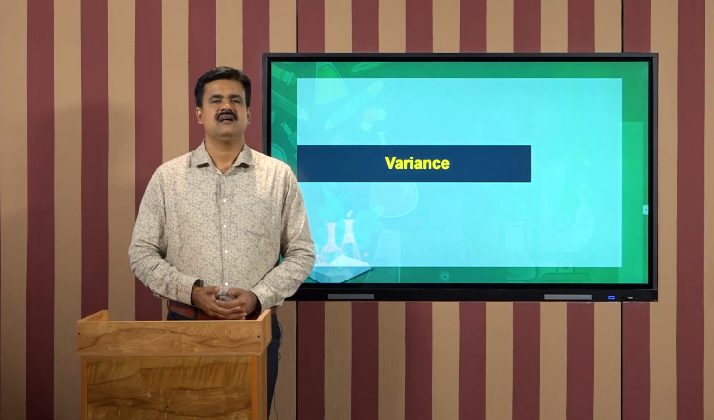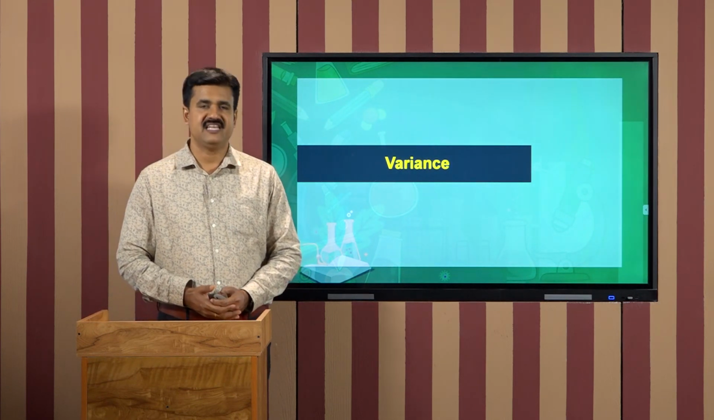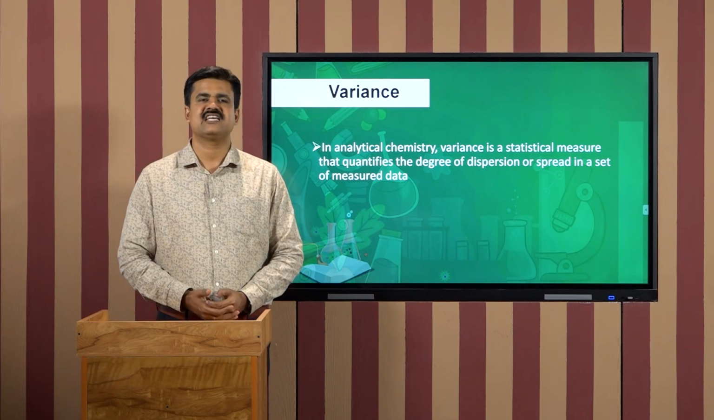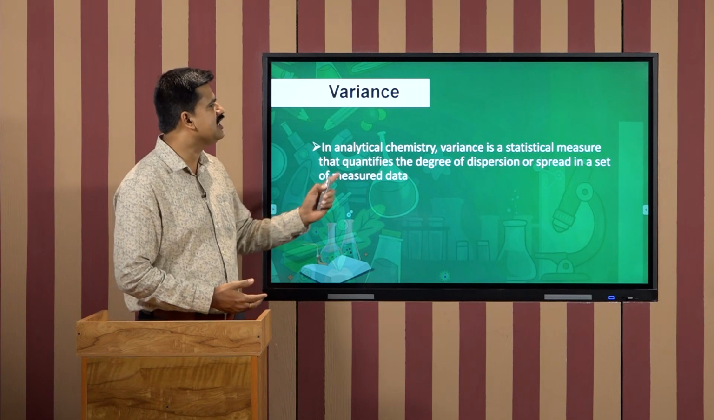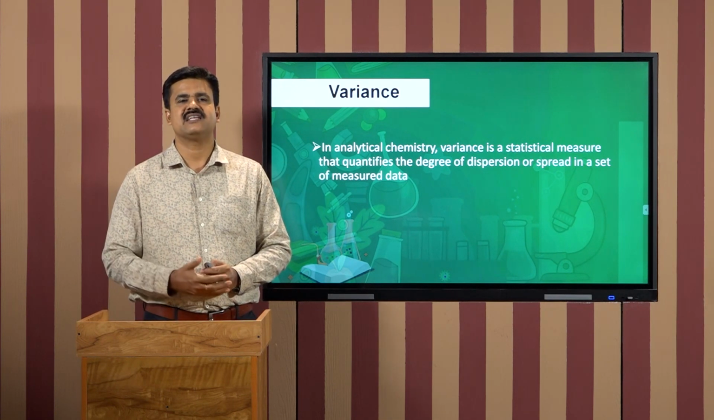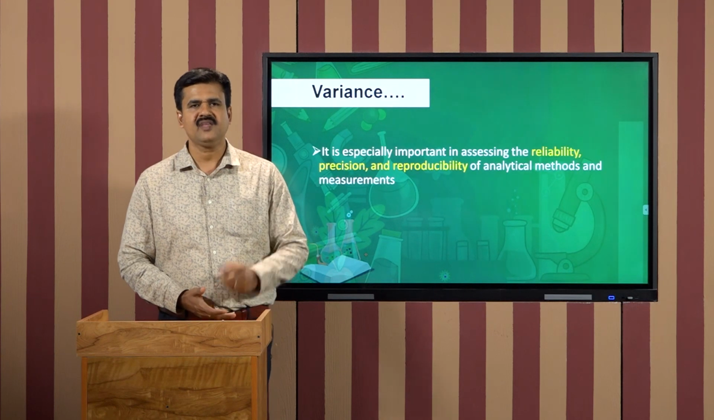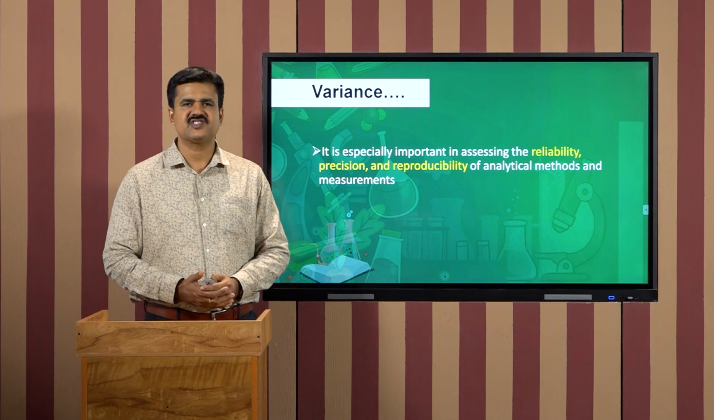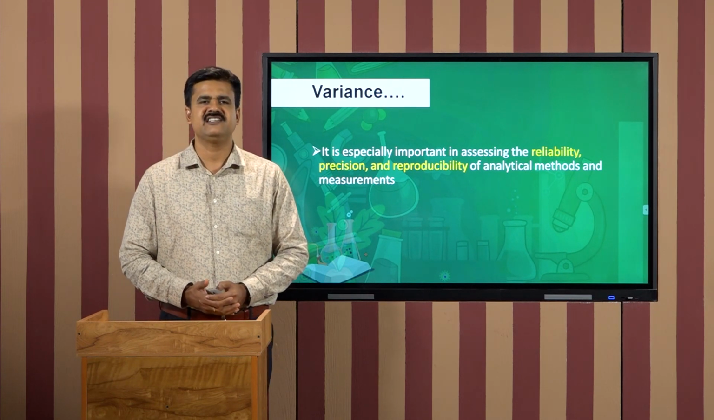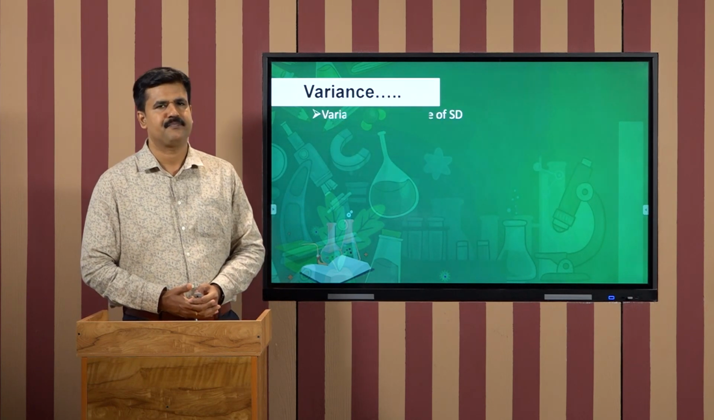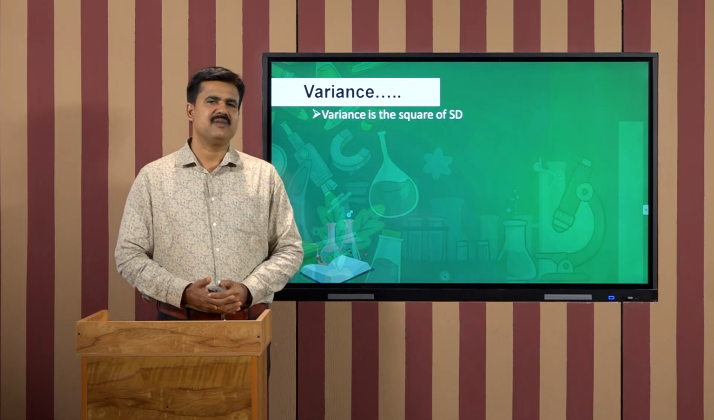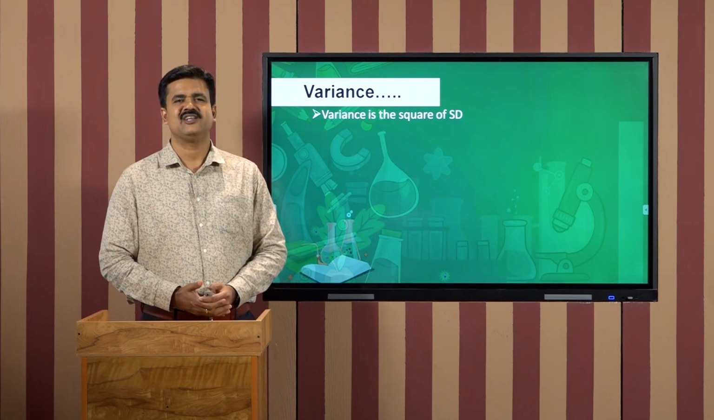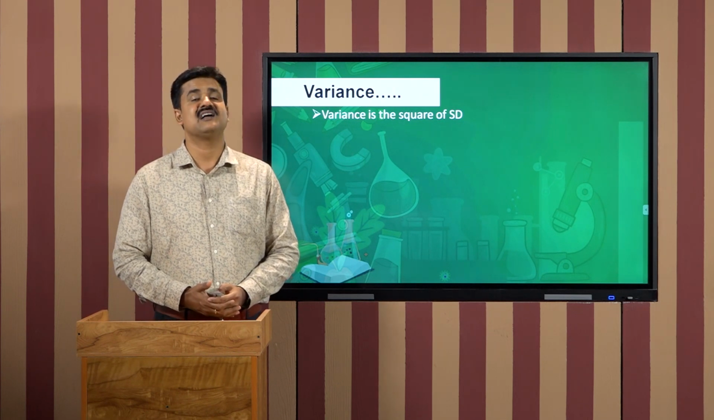Now, we are discussing another statistical procedure, that is variance. In analytical chemistry, variance is a statistical measure that quantifies the degree of dispersion or spread in a set of measured data. It is especially important in assessing the reliability, precision and reproducibility of analytical methods and measurements. Variance is simply the square of standard deviation. That is, variance is notated as S square, where S is the sample standard deviation.